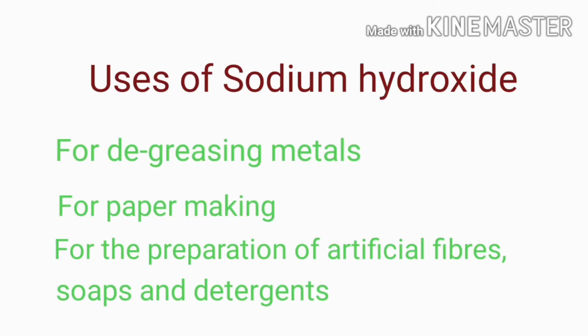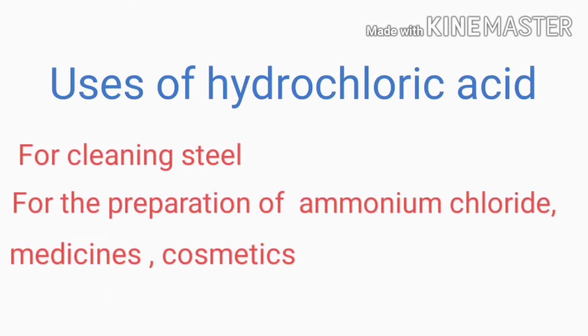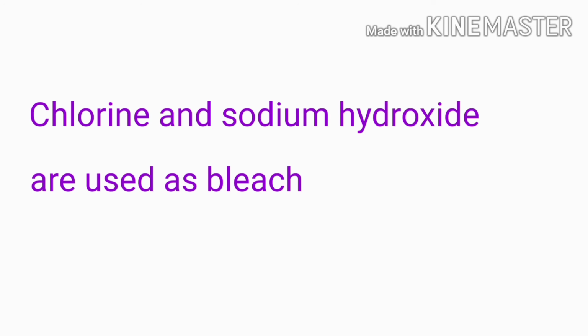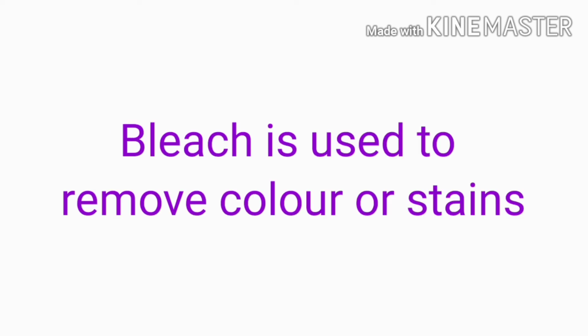Sodium hydroxide is used for degreasing metals, in paper making, and for the preparation of artificial fibers, soaps and detergents. Hydrogen and chlorine are used for the preparation of hydrochloric acid, and this hydrochloric acid is used for cleaning steel and in the preparation of ammonium chloride and several medicines and cosmetics, etc. Chlorine and sodium hydroxide are used as bleach for bleaching fabric and in household bleaches. Bleach is used industrially and domestically to remove color from a fabric or fiber or to clean or remove stains. Next material is bleaching powder.